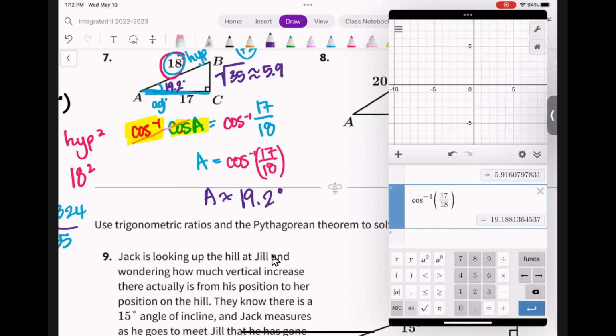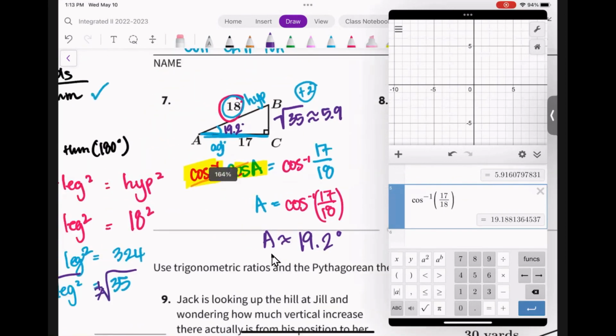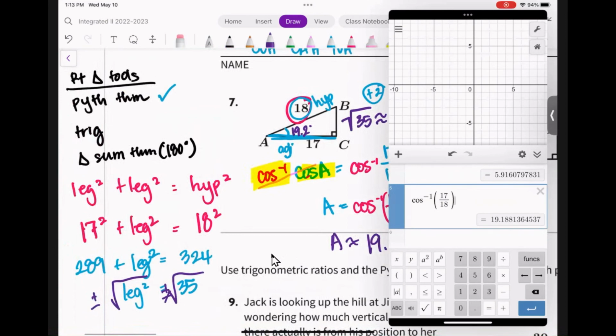Then I say, okay, well, now I have to find B. How do you find B? How do you find angle B? There's a couple different ways you can do this. There's my tools again, in case you didn't know.